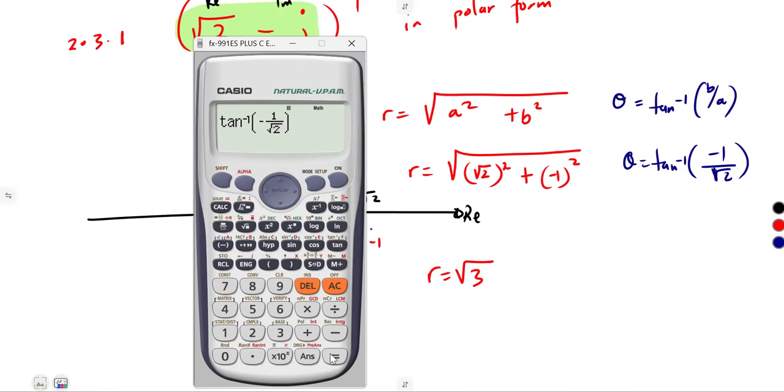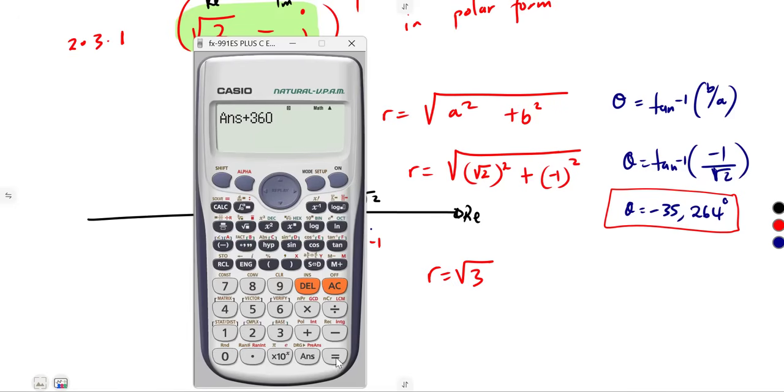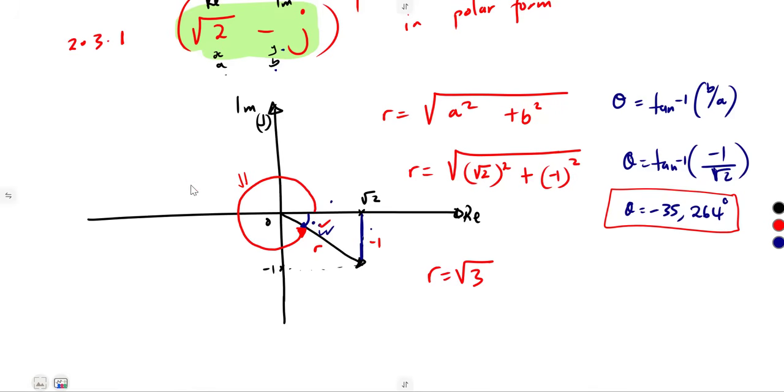Okay, so this is what we have. Minus 35.264 degrees. So that's our theta, minus 35.264 degrees. That's an acute angle that is inside of what? The triangle. Or you can use the other one, which is the reflex angle that we are seeing from what? 360 degrees. So just add 360 here. It's going to be 324.736. So this is another angle that you could have used.